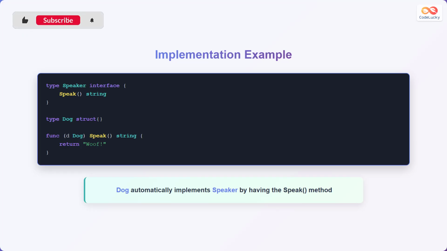Let's see an example of implicit implementation. Here we have an interface called Speaker, which defines a single method, Speak, that returns a string. Then we define a struct called Dog. We define a method Speak on the Dog type that returns the string "woof". The Dog type automatically implements the Speaker interface because it has the Speak method with the correct signature.